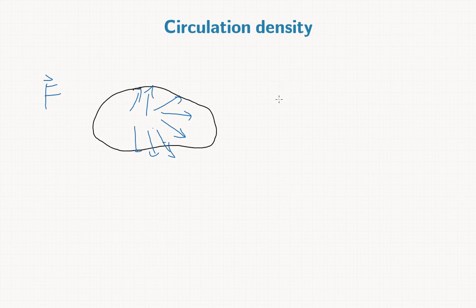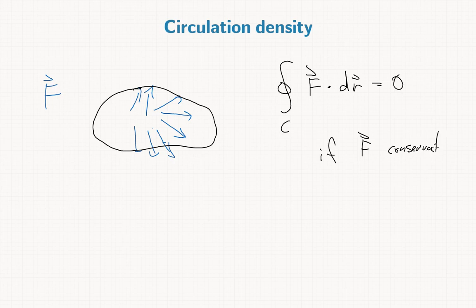If we have a vector field F, and we have some closed curve in the plane, then we saw in the last section that the integral of F over a closed curve will always be 0 if the vector field F is conservative. So for instance, if this were a gravitational or electric field.